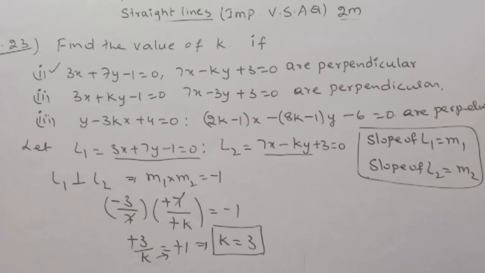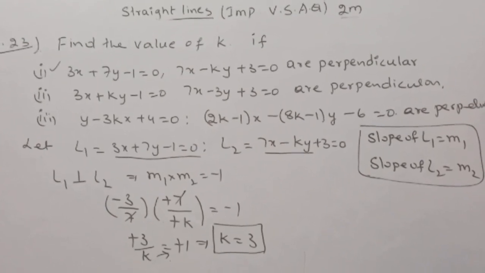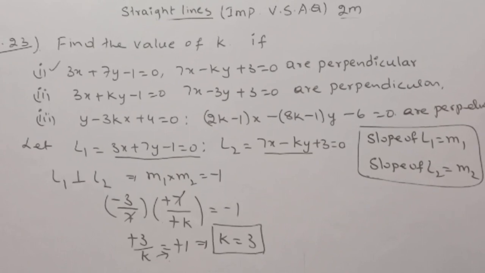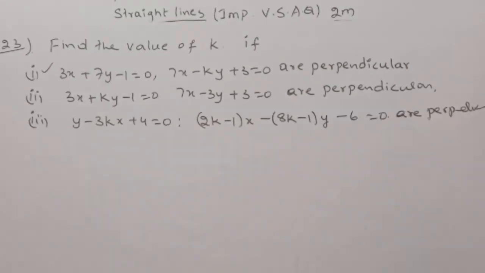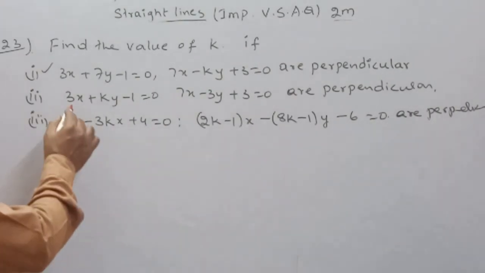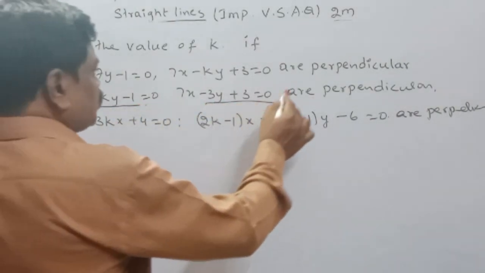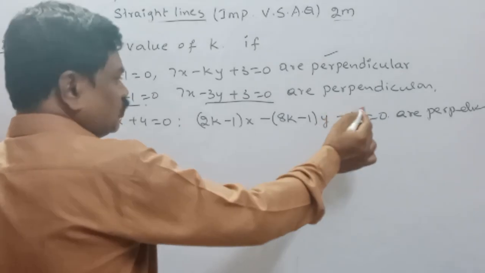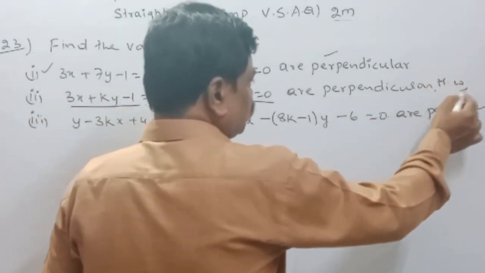This is the process to find whether two lines are perpendicular. In that, one variable k is there, and we have to find the value of k like this. Okay, all of you. That's all. One more problem, second problem. You see, the second problem is similar to the first problem. You can do this yourself as homework.